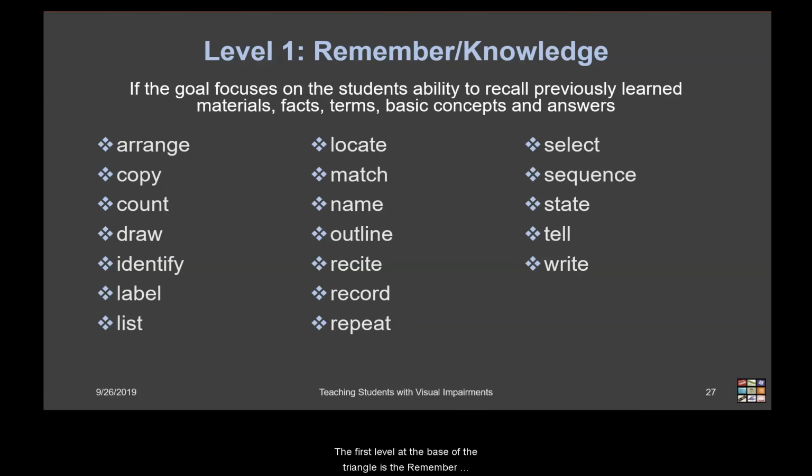The first level at the base of the triangle is the remember or knowledge level. This is the foundational level, and students must master this level before they advance to higher levels of independence. The goal is considered a remember or knowledge goal if it focuses on the student's ability to recall previously learned materials, facts, terms, basic concepts, and answers.